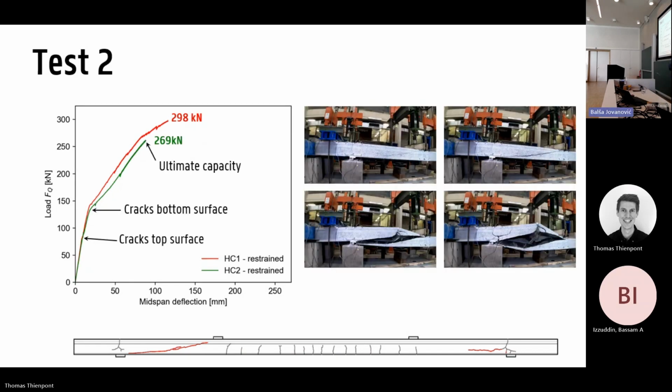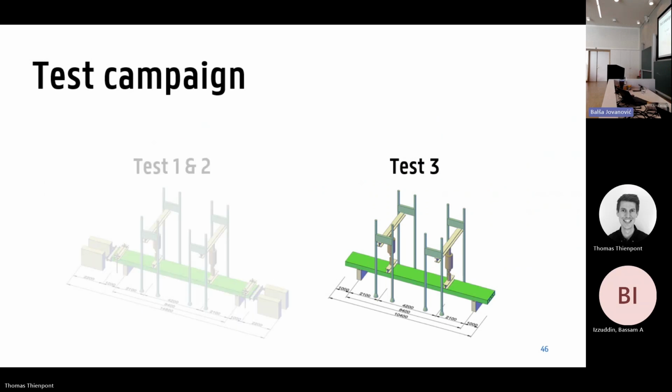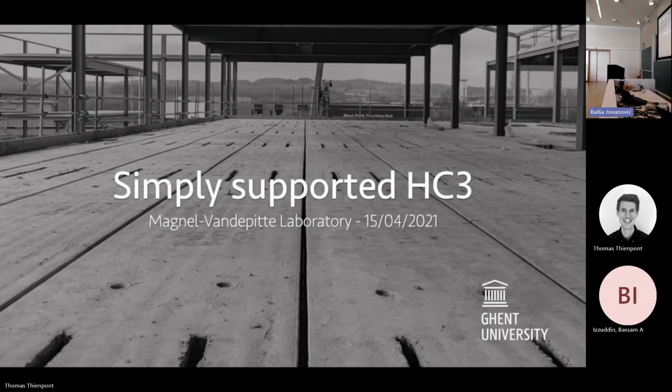Then we did a second test, exactly the same setup, and there you see the result in the green curve. Overall, the behavior was very similar, except the capacity that we reached in the end was a bit lower. And again, we had a shear failure, which is this red crack that you see that starts at the support and goes diagonally up to the load application point. That brings us to the third test, which is the reference. And for that, again, I have a time lapse.